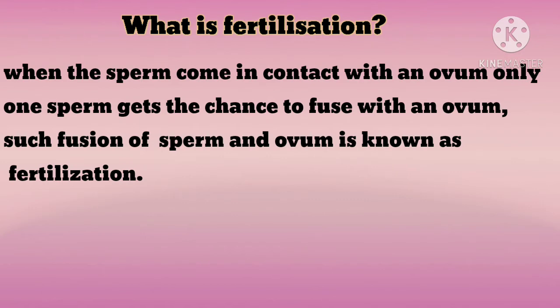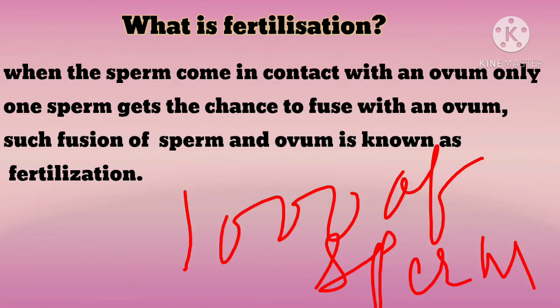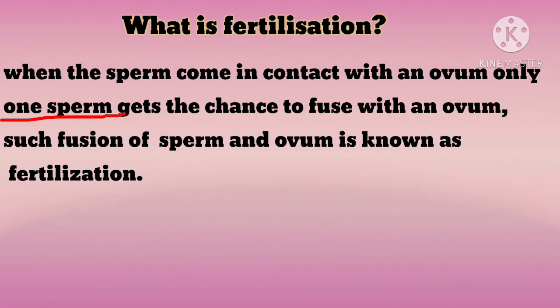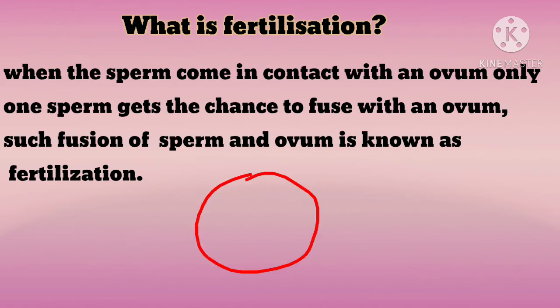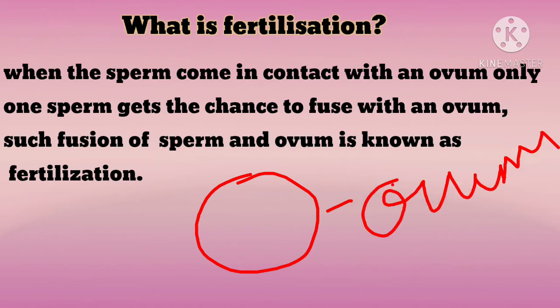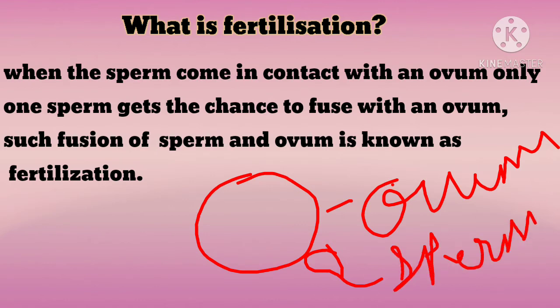So how does this fertilization actually occur in a human female? What happens when the sperm comes in contact with an ovum? Only one sperm gets the chance to fuse with an ovum. As we know, thousands of sperms get released, but out of thousands only one sperm gets the chance to fuse with an ovum. Such fusion of sperm and ovum is known as fertilization, right? Actually, the ovum is a very big cell and the sperm is very small, and the sperm will fuse into this ovum and fertilization takes place, right?